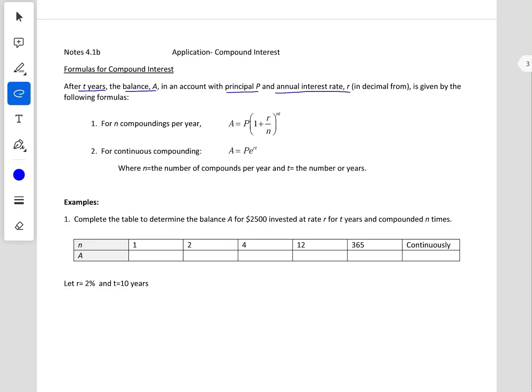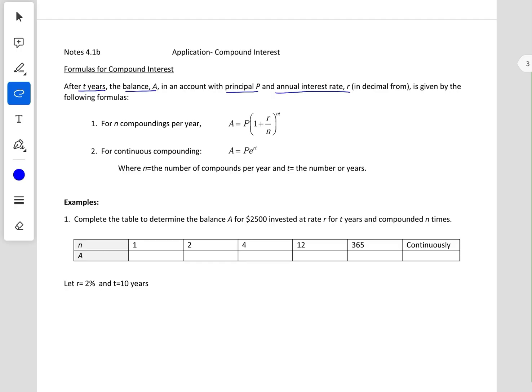So let's go ahead and look at each formula. Compounding per year, so it could be compounded annually, biannually, quarterly, monthly, or daily. That is what we're looking at there for the N. Continuous compounding is a completely different formula. N is the number of compounds per year, and T is the number of years. So we are going to look at a formula.